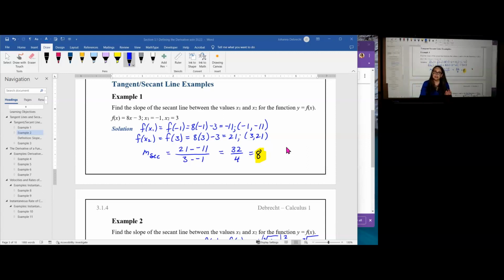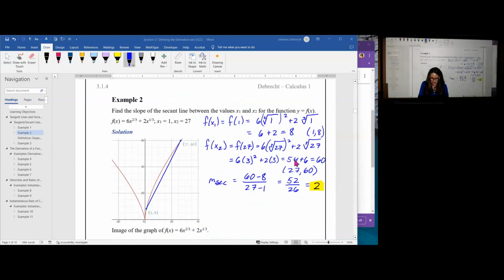Now, it's not surprising that I got 8 because my function, 8x minus 3, is a line. And the tangent line to a line is the line itself. And again, notice the coefficient of our x term is 8, which indicates that's the slope.